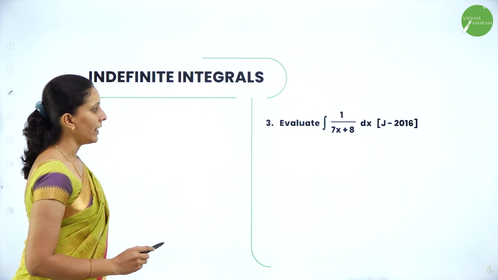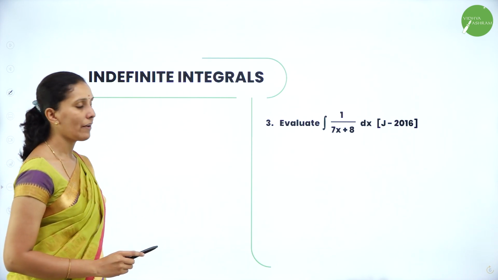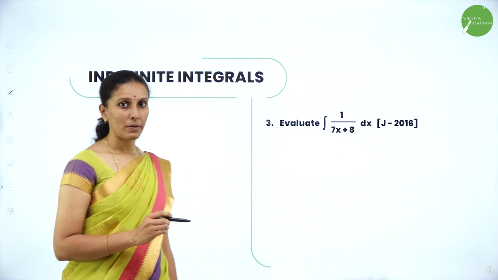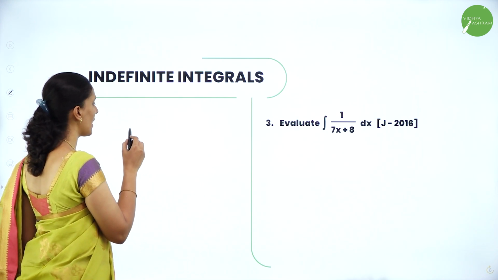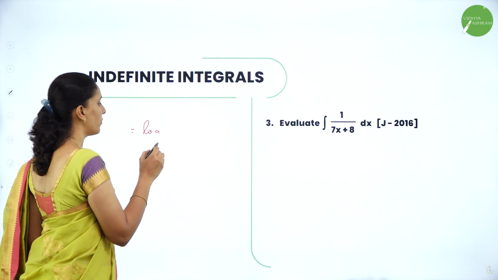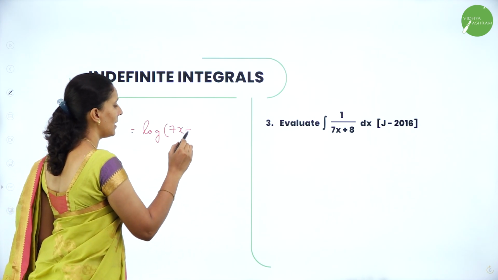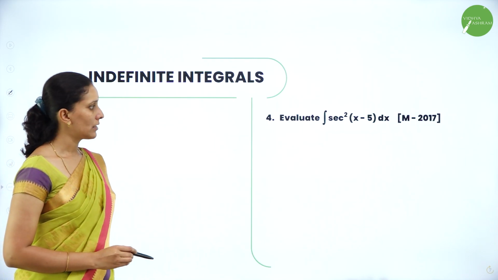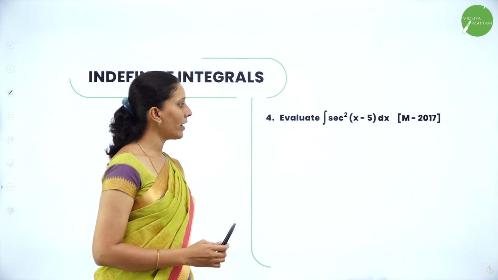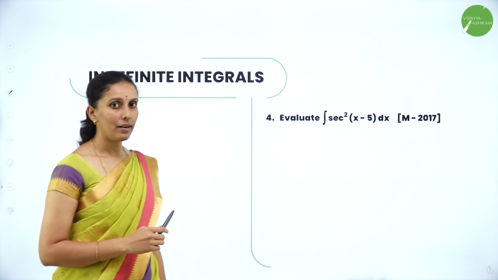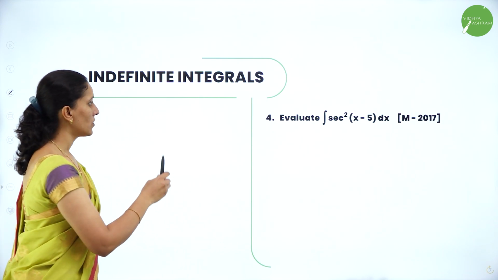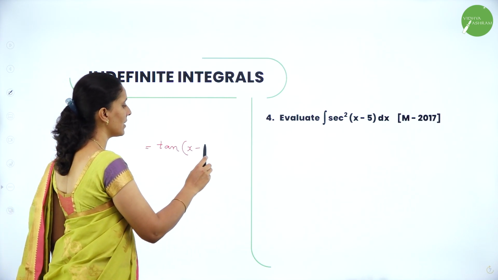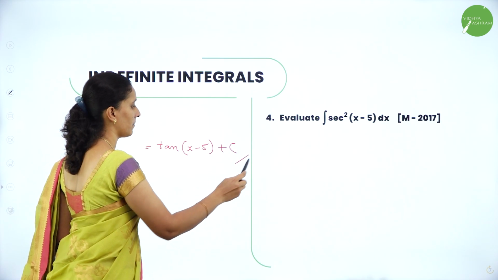Next, integration of 1 over 7x plus 8. This is in the form of 1 over ax plus b into dx. So we can write this as log of 7x plus 8 divided by 7 plus c. Next, integral of secant square x minus 5 dx. The antiderivative of secant square is tan. So therefore, this is equal to tan of x minus 5 plus c.